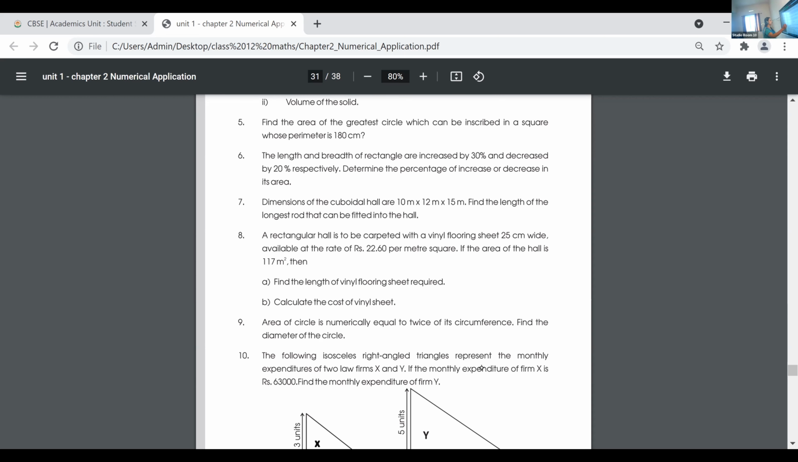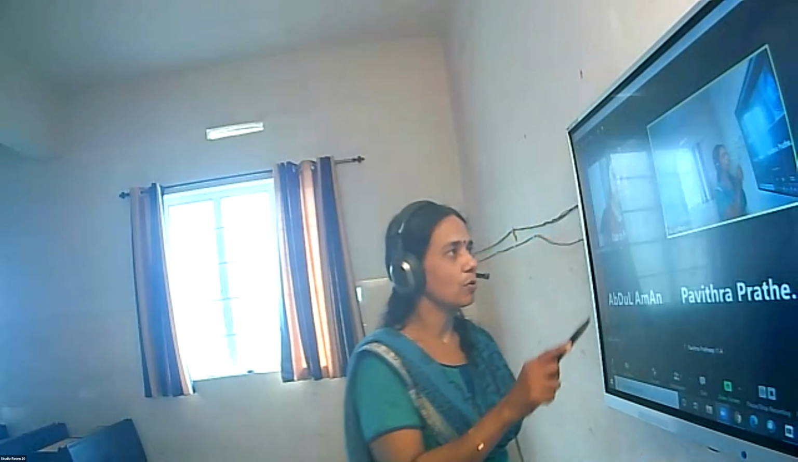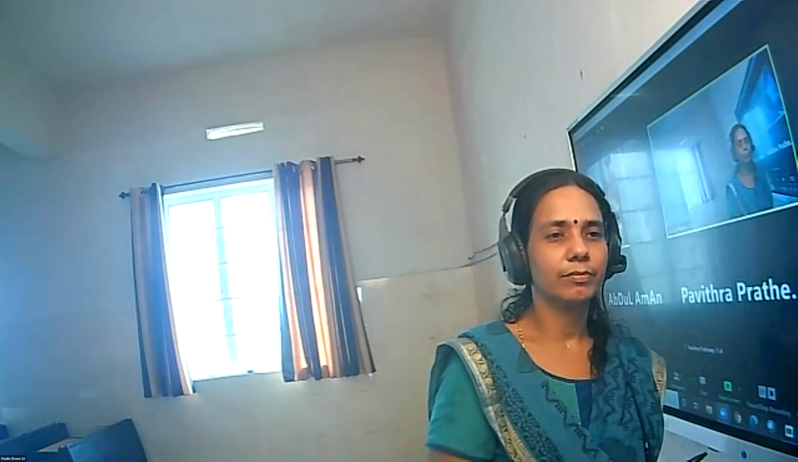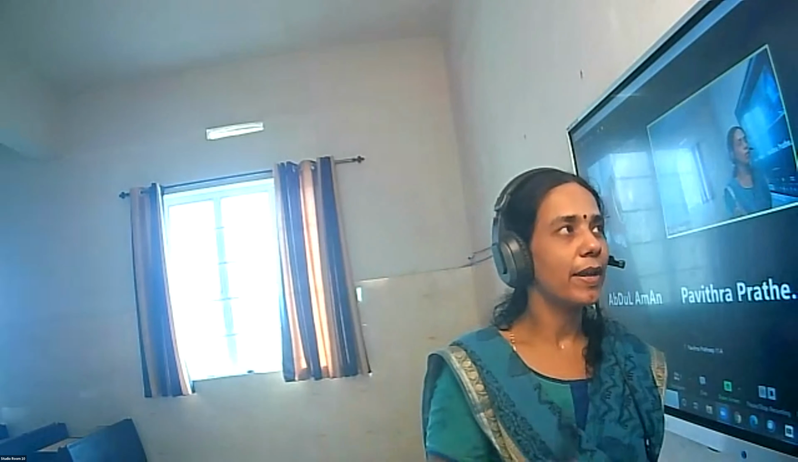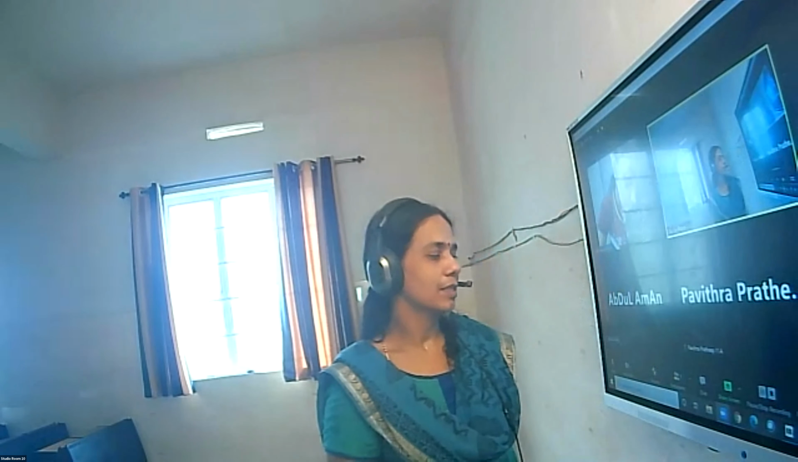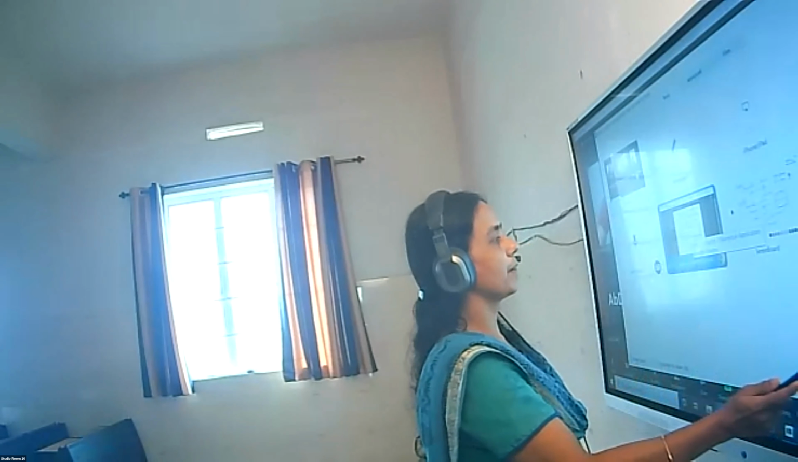How to solve this? Try this. Area of the circle, what's the formula? It is equivalent to twice the circumference of the circle. So apply the formula, equate it, cancel the terms. What do you have to find there? What's the diameter of the circle?